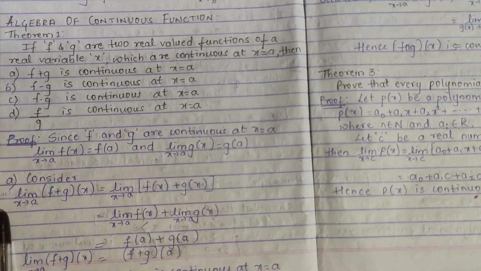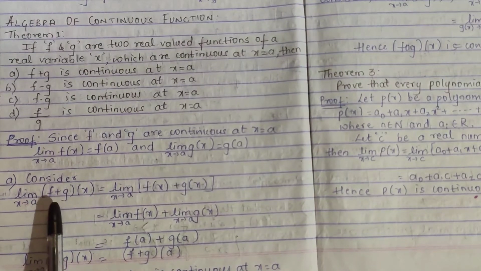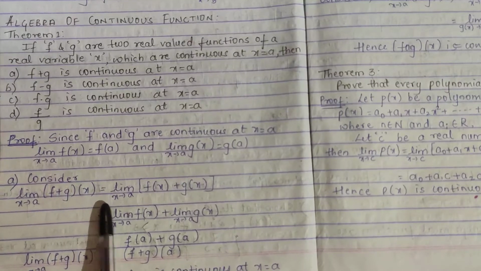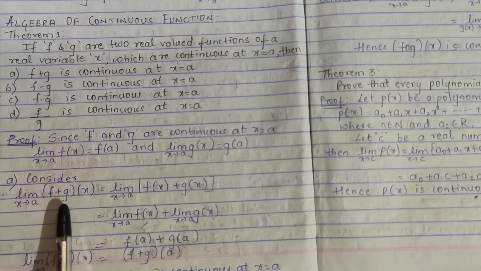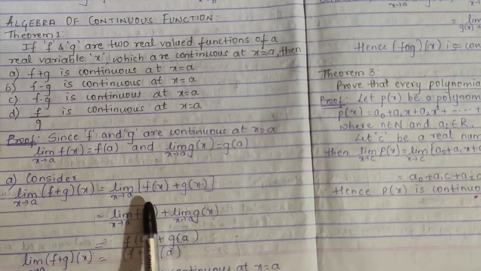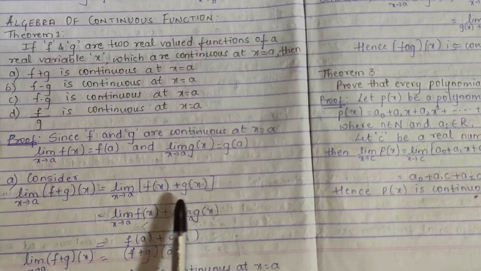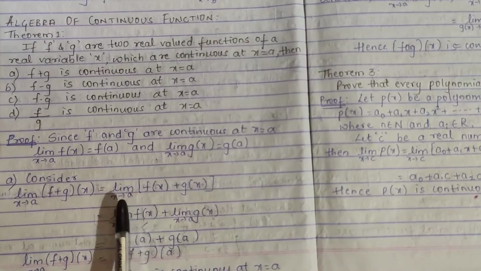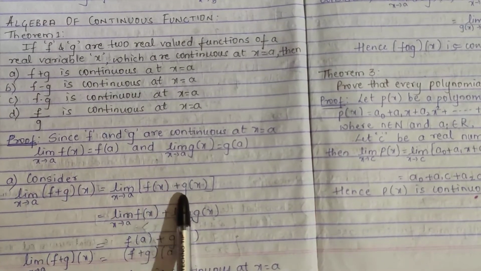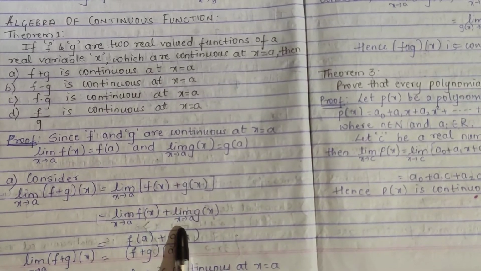Now we are considering the first part. So consider, they have said f plus g. So limit of f plus g of x as x tends to a is equal to, how we are writing it, limit of f of x plus g of x, the same thing I have written. After that, the limit is outside, so limit of f of x as x tends to a plus limit of g of x as x tends to a.